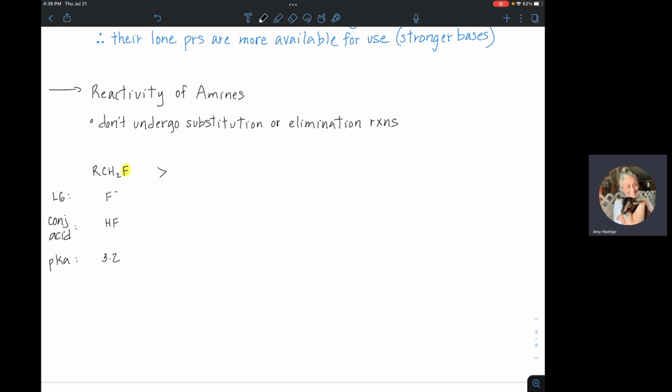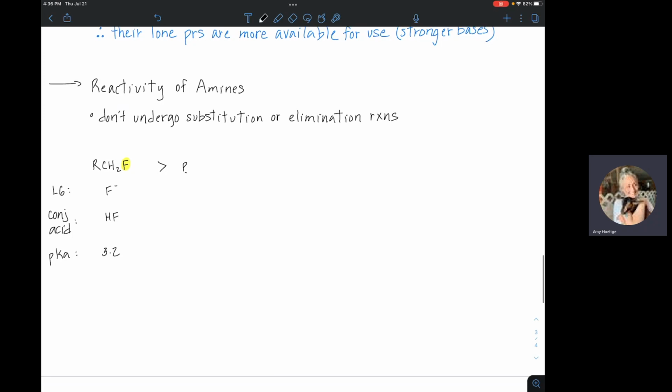And I say that because we're going to compare it to R and then CH2. And we'll say, how about an alcohol? The leaving group for this would be hydroxide. We already know that that's a strong base, right? Because we just talked about it in the alcohol chapter. Its conjugate acid is water. Its pKa is 15.7.